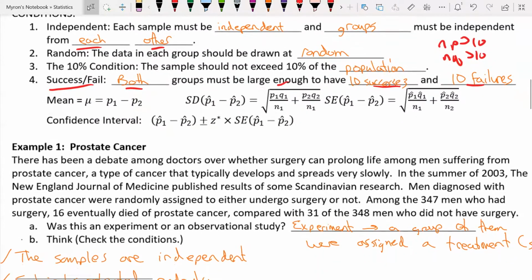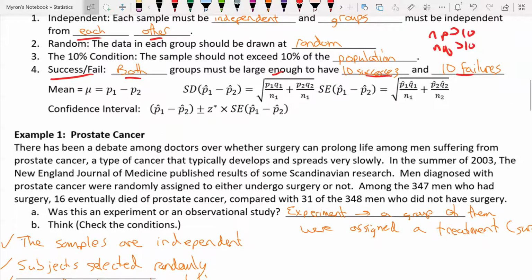So let's look at problem number 1. It says there's been a debate among doctors over whether surgery can prolong the life of men suffering from prostate cancer, a type of cancer that typically develops and spreads very slowly. So in summer 2003, they published the results of some research. The men diagnosed with prostate cancer were randomly assigned to either undergo surgery or not undergo surgery. Among the 347 men who had surgery, 16 eventually died of prostate cancer, compared to 31 of 348 that did not have the surgery.